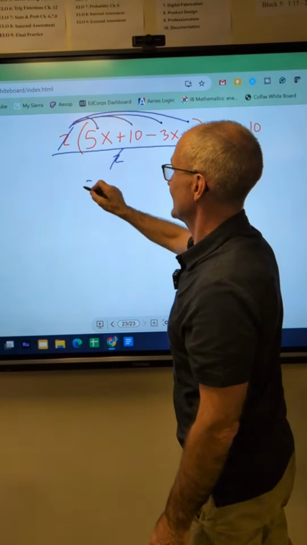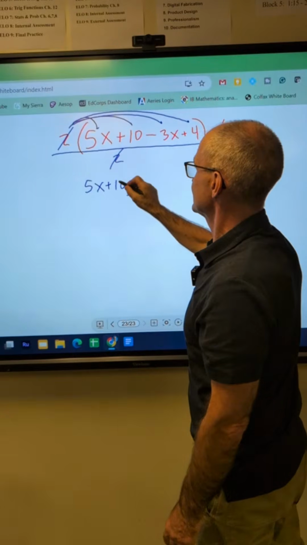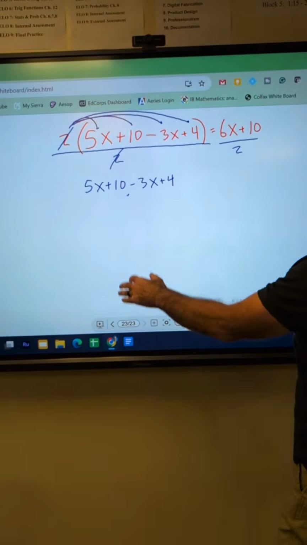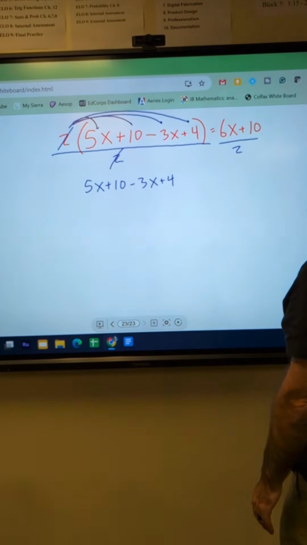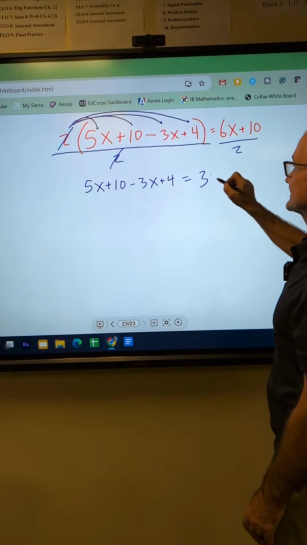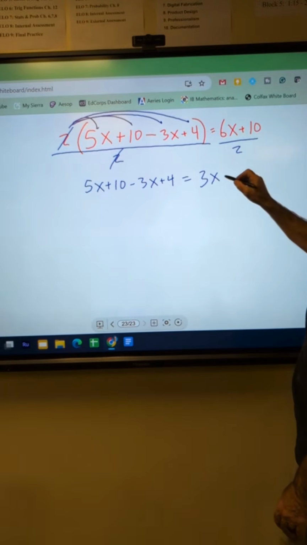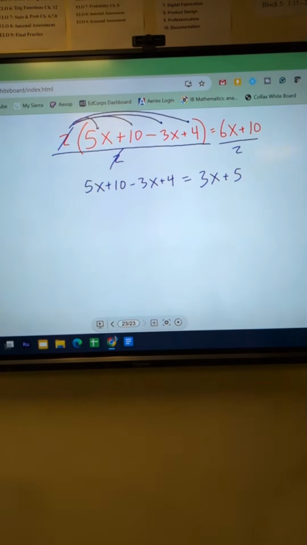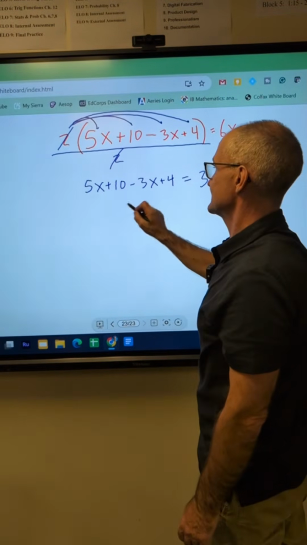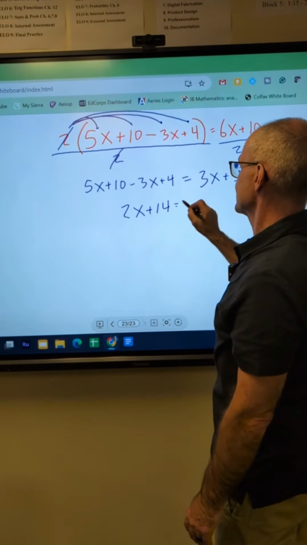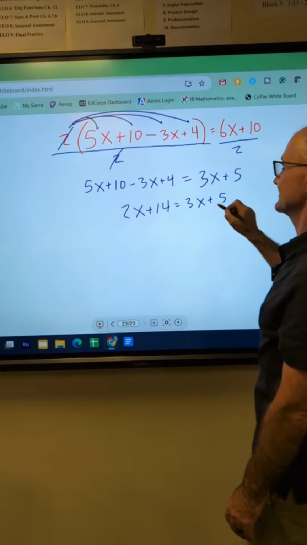So here I have that 5x plus 10 minus 3x plus 4. Dividing the left side by 2, I also have to divide that right side by 2. 6x divided by 2, 6 over 2 is 3x. Plus 10 divided by 2, 5. You have to remember the whole quantity is being divided by 2 there. Now that I have that, I'm going to combine similar terms. 5x minus 3x is 2x. 10 plus 4 is 14. And that's equal to 3x plus 5.